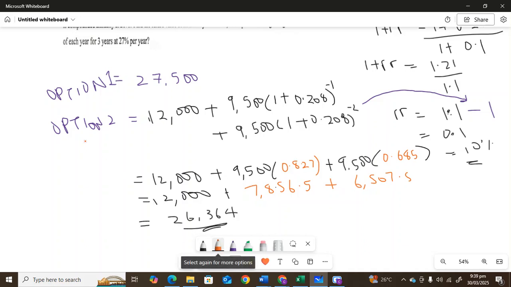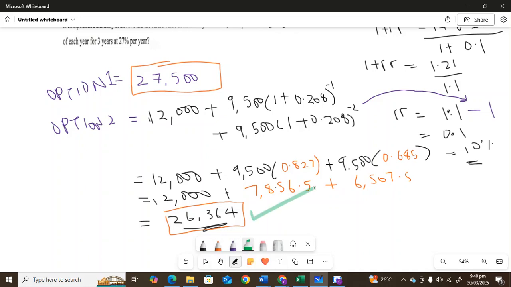So we weigh the options. Option one, where you pay the full amount, 27,500. Option two, where you pay the 12,000 now, then 9,500 in consecutive years. When you put it on a present value basis, it's 26,364. So, colleagues, which option should we go with? I believe everyone would say option two.